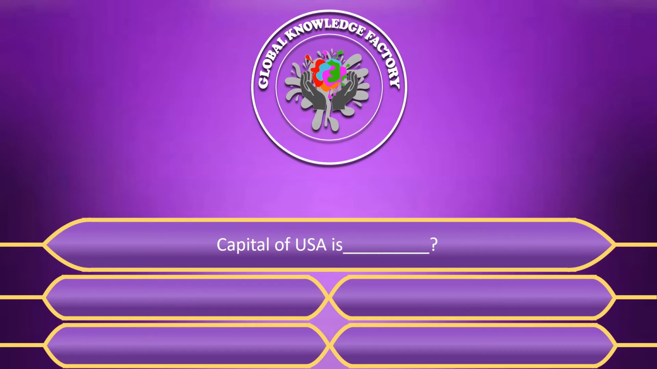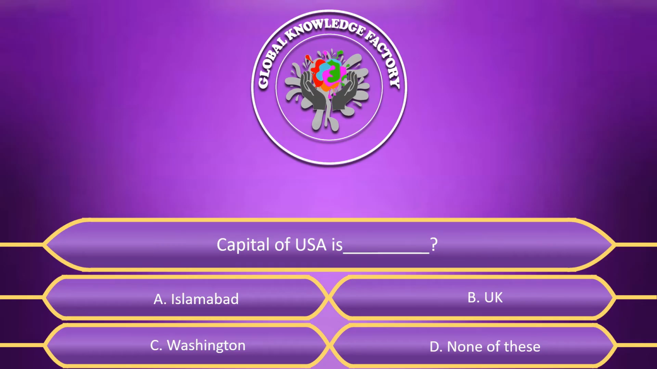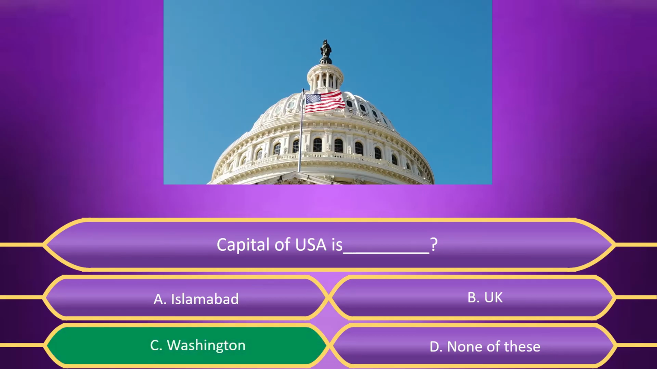Capital of USA is dash: A Islamabad, B UK, C Washington, D none of these. Answer is C Washington.